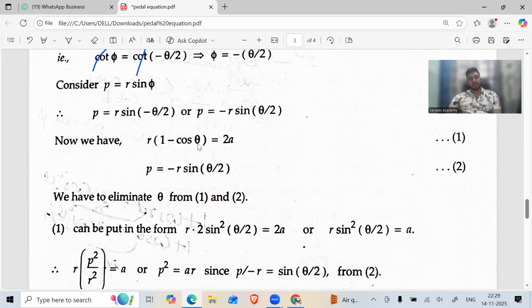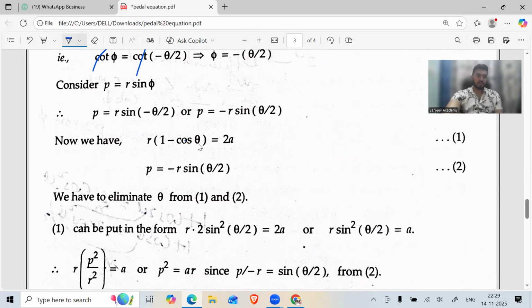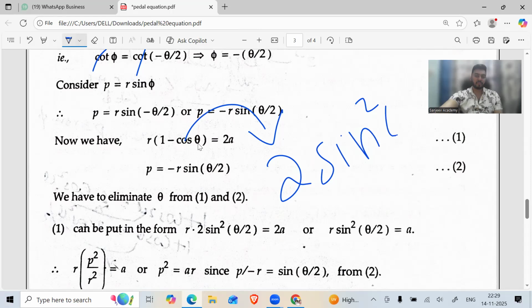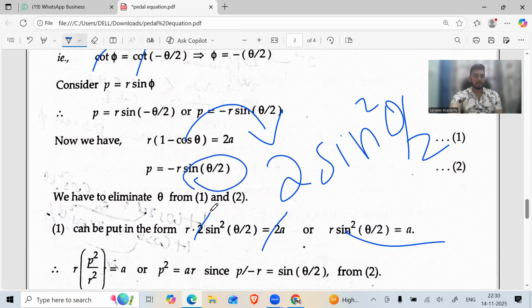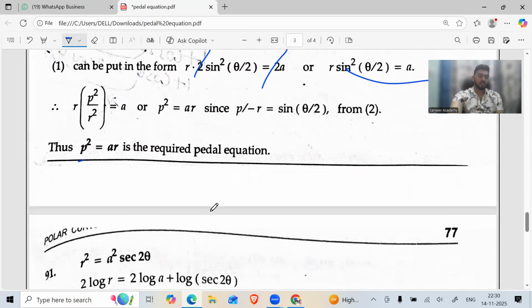What is my 1 minus cos theta? The formula is 2 sin square theta by 2. So that we put in, and 2 will get cancelled here. So I get this. And what is my sin theta by 2? Minus p by r. Correct? That is substituted, and eliminate theta. Simple as that. I got a pedal equation.